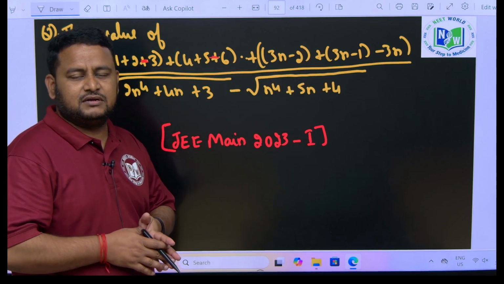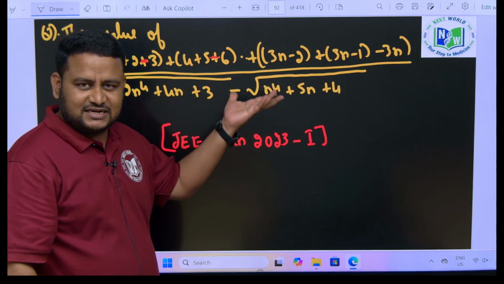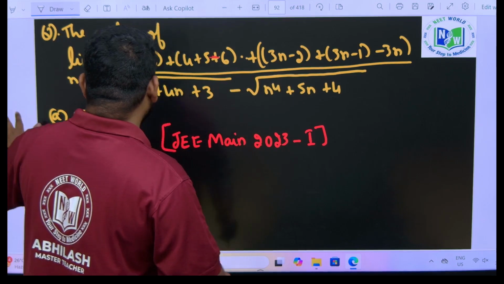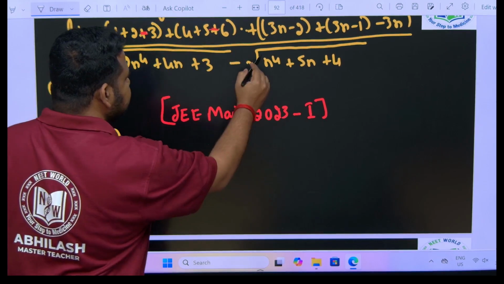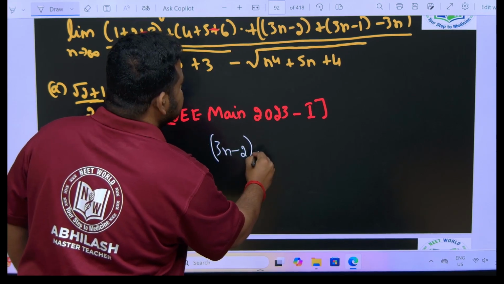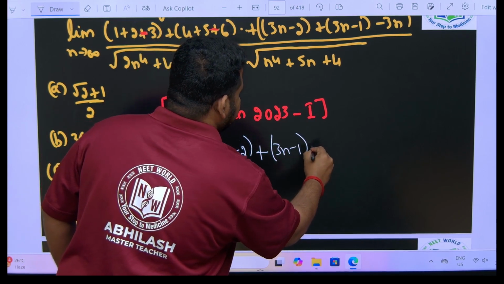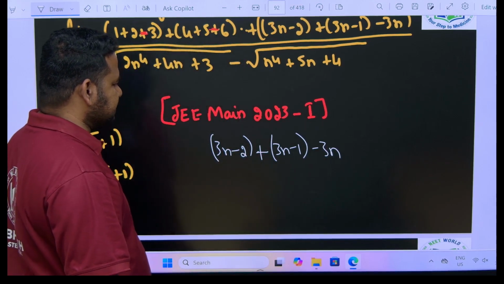When they have only given, it is obvious we will take that. No need to worry about these terms. So let us take the general term that they have given. So what is the general term that they have given, friends? That is they have given 3n minus 2 plus 3n minus 1 minus 3n. If I simplify this, what will I get?